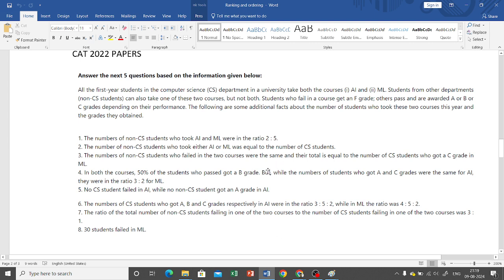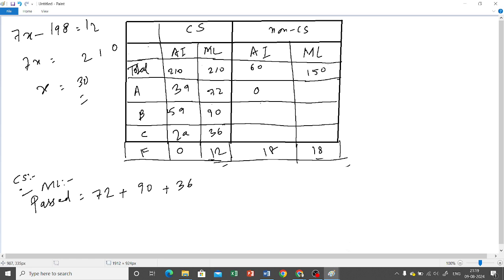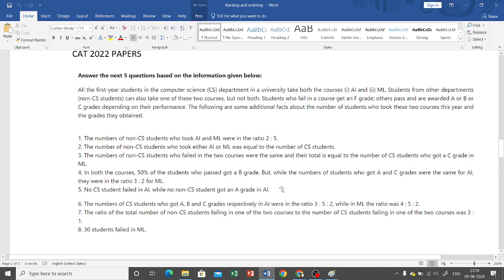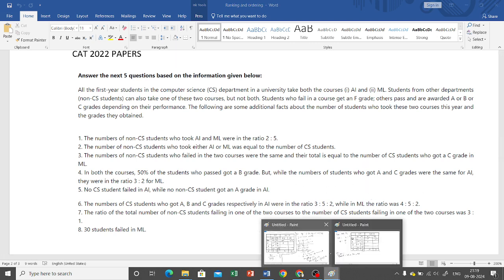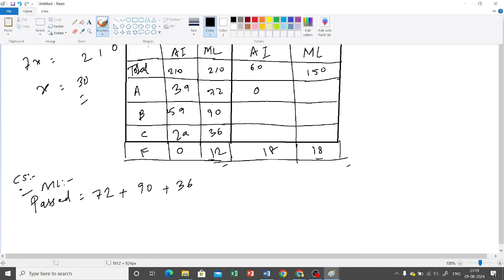Okay, but we don't have these numbers, so we will not be able to harness this information right now. We have to use the other part of it. While the number of students who got A and C grades were the same for AI. So let us use the second part of this information.